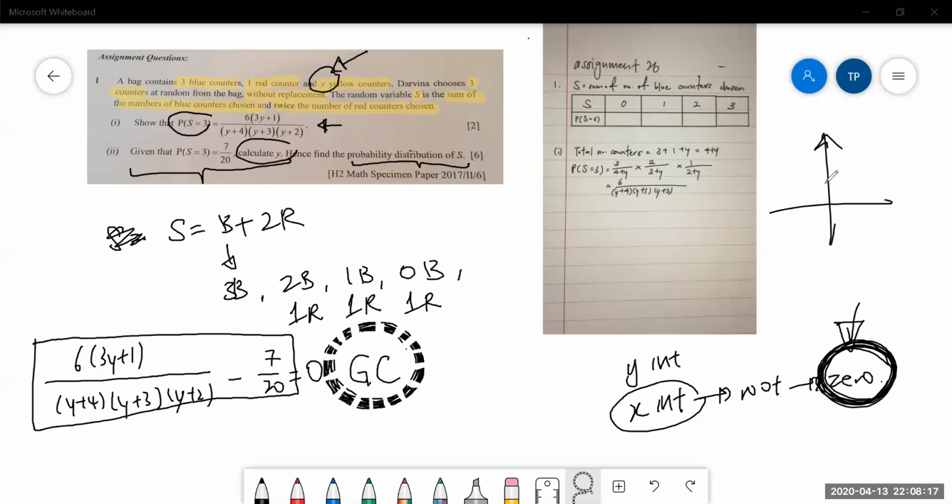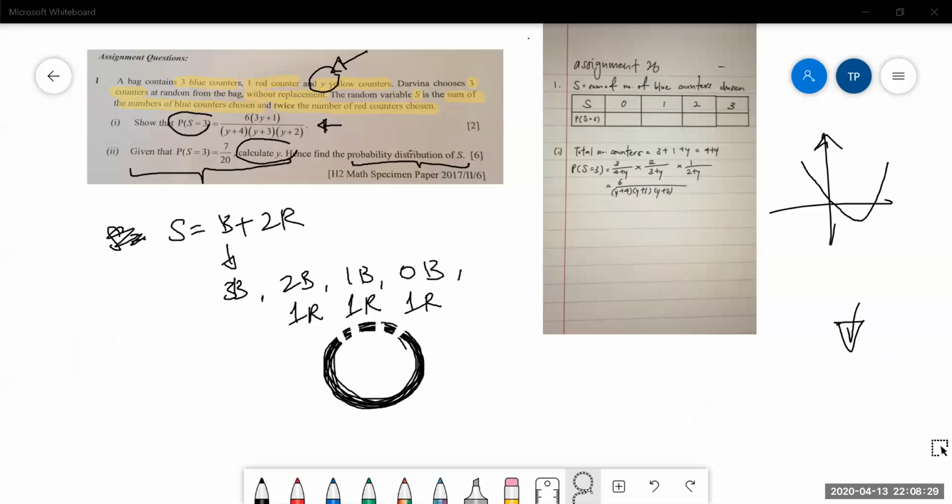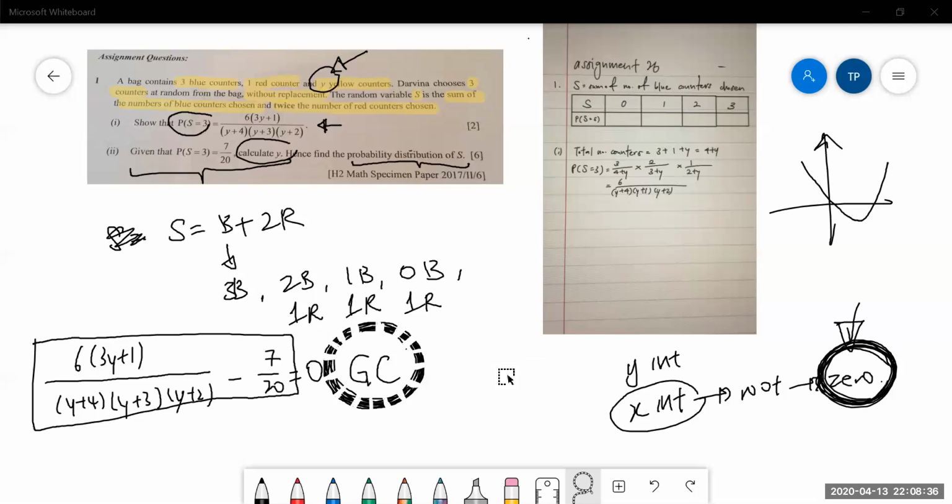Okay, I found it. y equals 2. Thank you. It's damn nice, right? I should look at my GC more. Not bad, right? Okay, never mind.